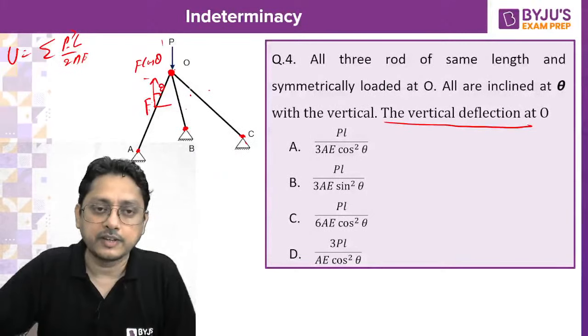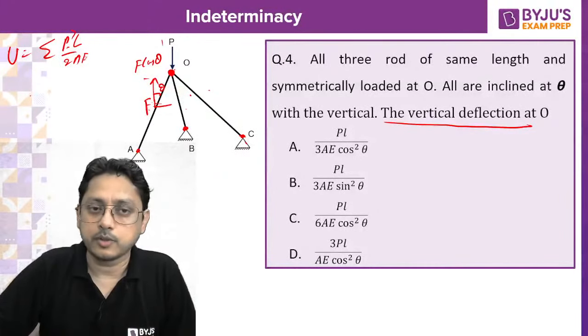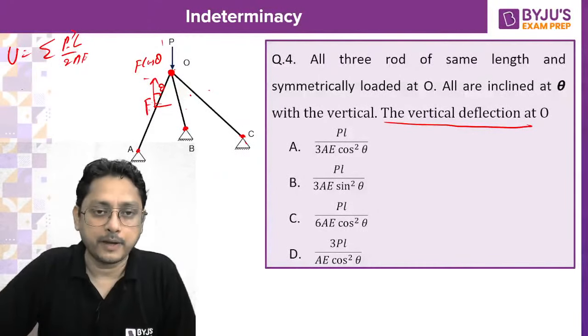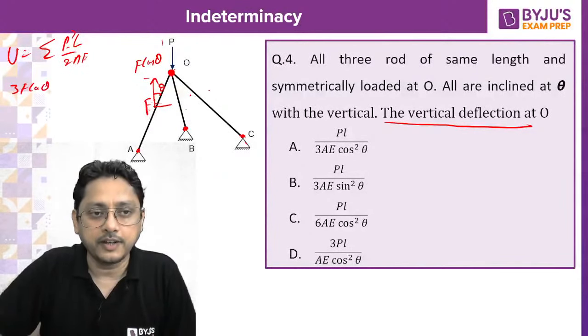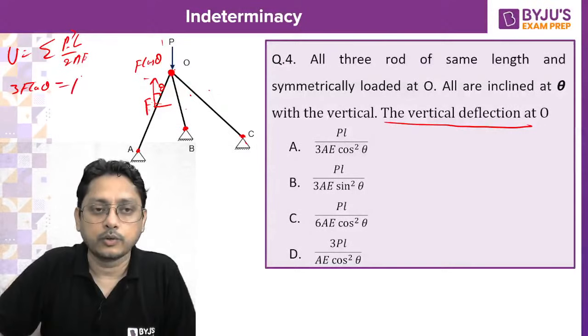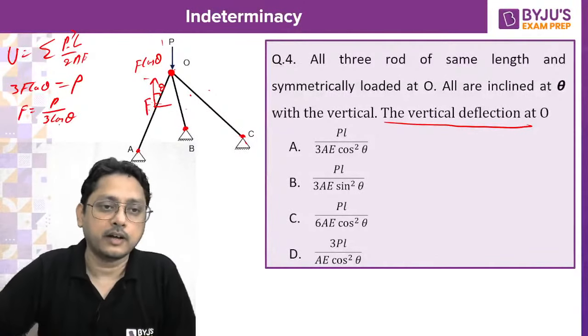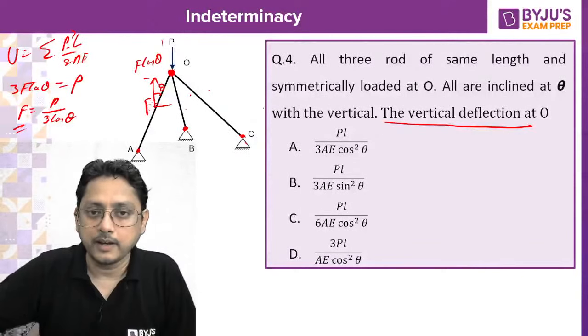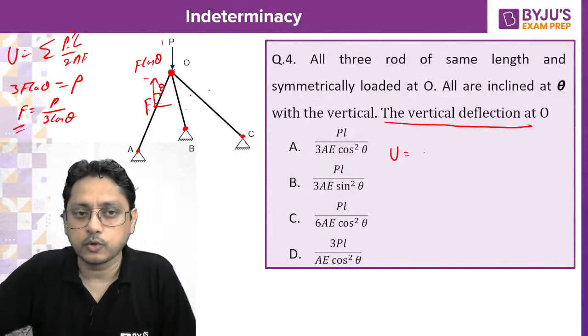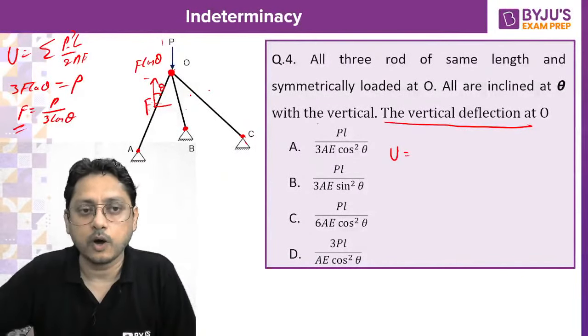Now F cos theta, three members are there, so I can write summation of Fy equal to 0. By using the equilibrium condition, 3 times F cos theta equals the total P. That F will become simply P by 3 cos theta, isn't it? P by 3 cos theta. Now you have the member forces. You apply now. So the total strain energy, if you want to calculate the summation of all the strain energy, how much will you get?